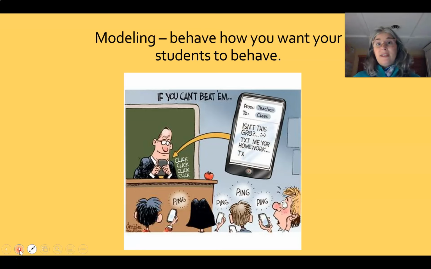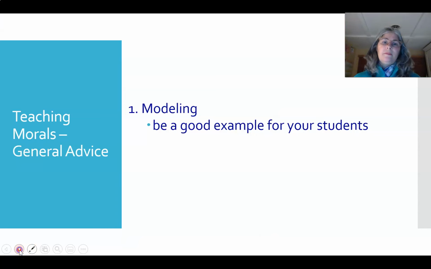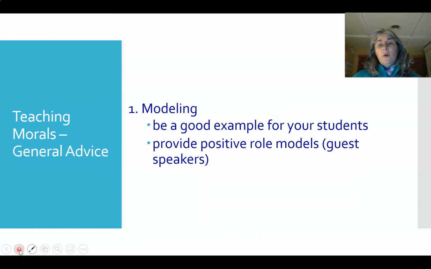So that also relates to little things like you shouldn't be breaking school rules if you don't want your students to. You should put your phone away. If you're a science teacher, you should wear the same safety equipment you want your students to wear. When it comes to modeling, you're not the only model. Consider bringing in guest speakers. Think about other ways you can have different role models in your class.